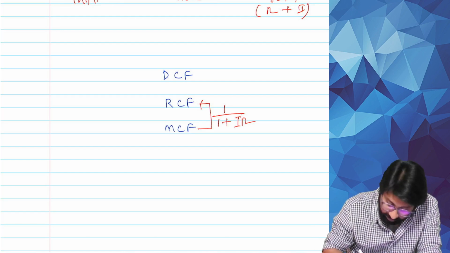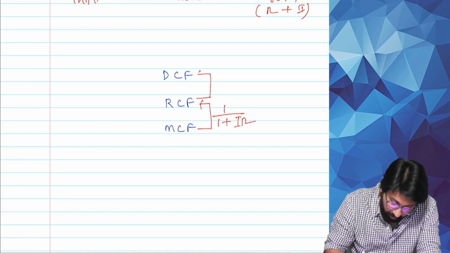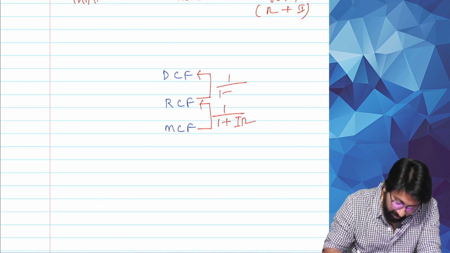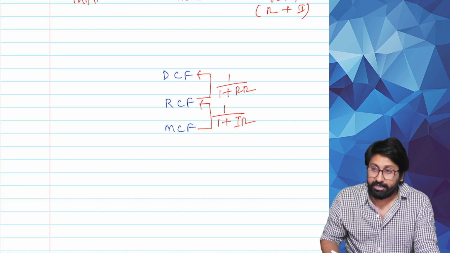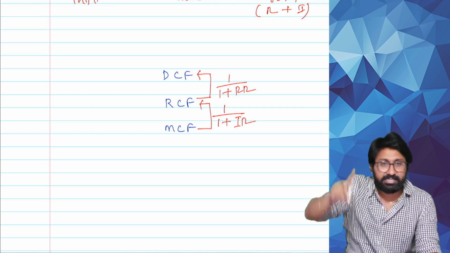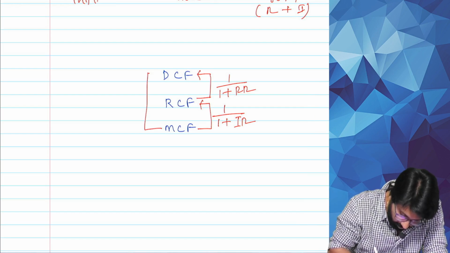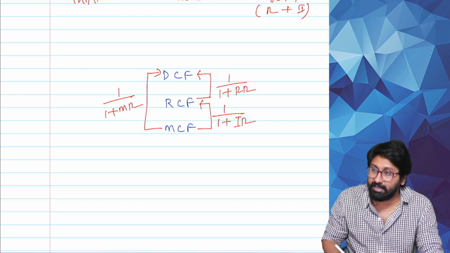Fantastic. Next one. Real cash flow contains what? I wanted to remove risk also. Tell me, 1 by 1 plus RR. Instead of doing two steps like this, can I directly take the MCF to DCF? How to do? 1 by 1 plus MR.